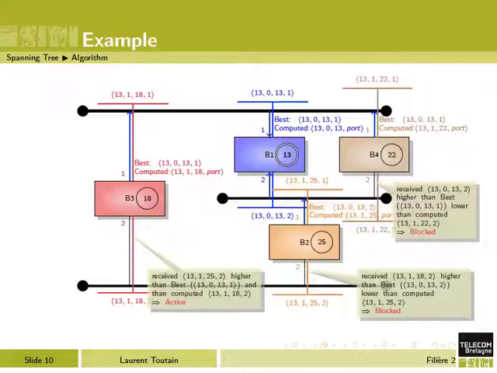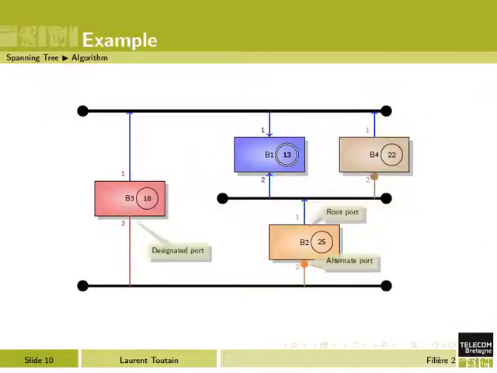And now we look at some interfaces where we have some trouble. Here, for example, interface 2 of B4 has received something that says 13.0.13.1, and here it received something that is 13.0.13.2. So we say, this interface is not good, I will block it, because this value here is smaller than the one it sent. Same thing here: it receives something that is smaller than what it sent. So we will block these two interfaces. This one has never received something smaller than what it's sending, so this interface will remain active. So at the end, we have this network.